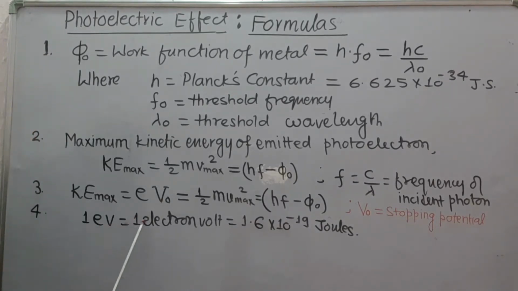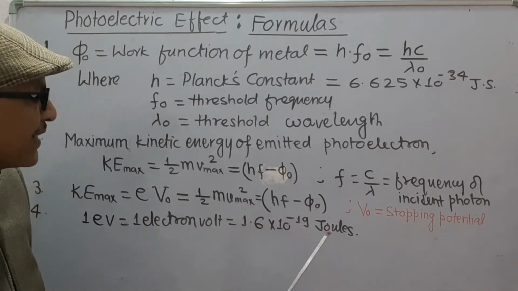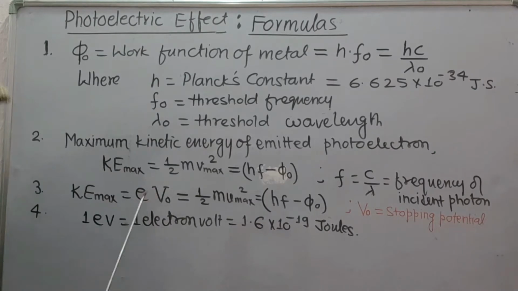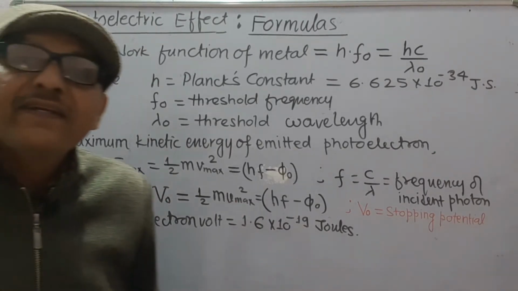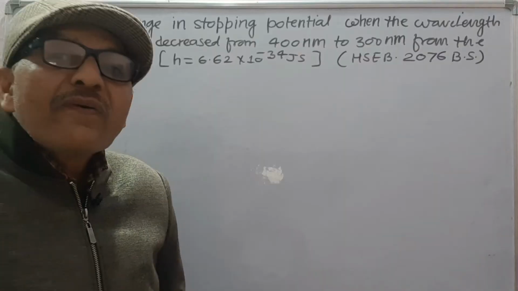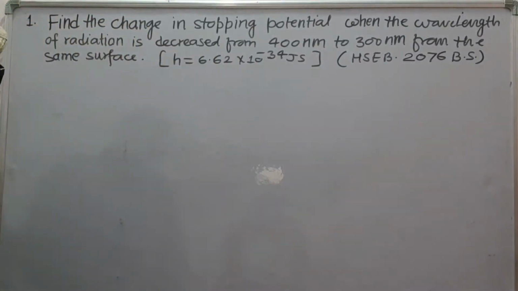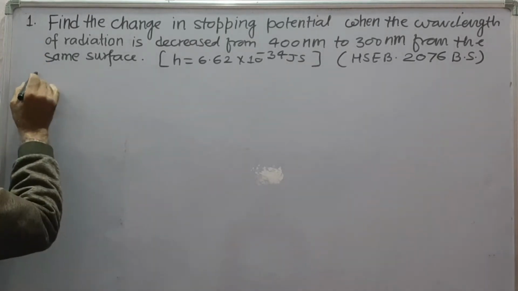Next, 1 electron volt is equal to 1.6 into 10 to minus 19 joules. Here e is the charge of electron, which is 1.6 into 10 to minus 19 coulomb. First problem is find the change in stopping potential when the wavelength of radiation is decreased from 400 nanometer to 300 nanometer from the same surface. Planck constant is given to be this much. Now solution.